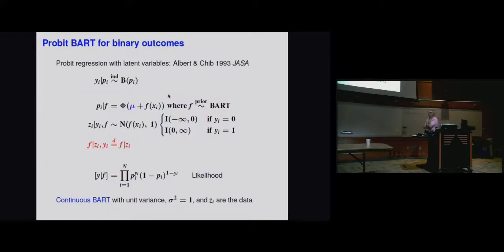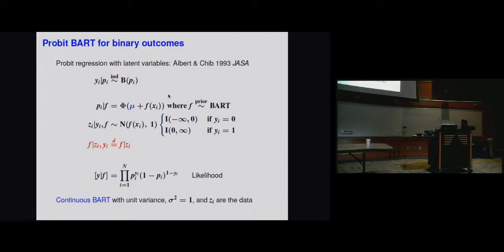Okay, so how do we do probit regression with BART? All right, so this is kind of a busy slide. So there's this thing called the Albert-Chib latent variable trick that all Bayesians should know and love.